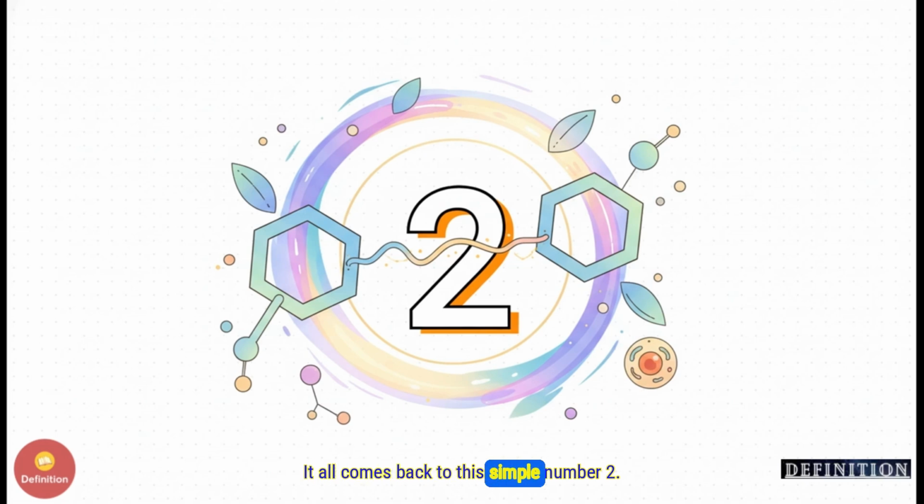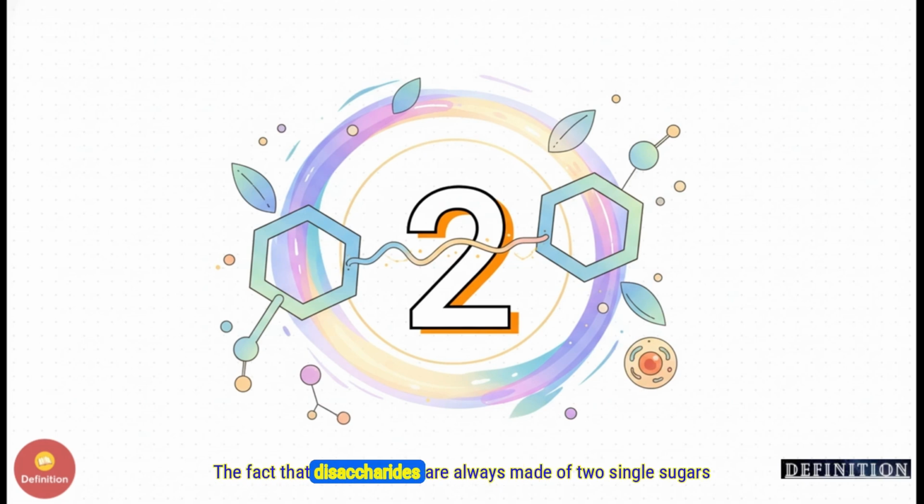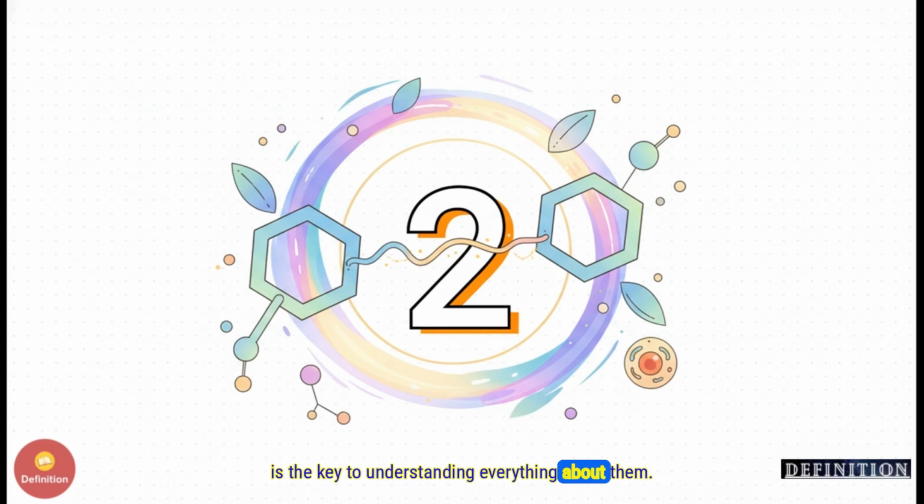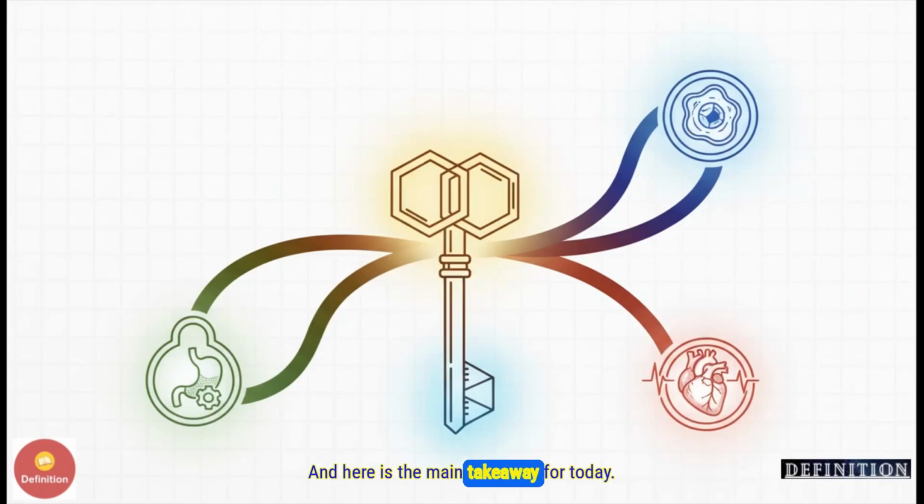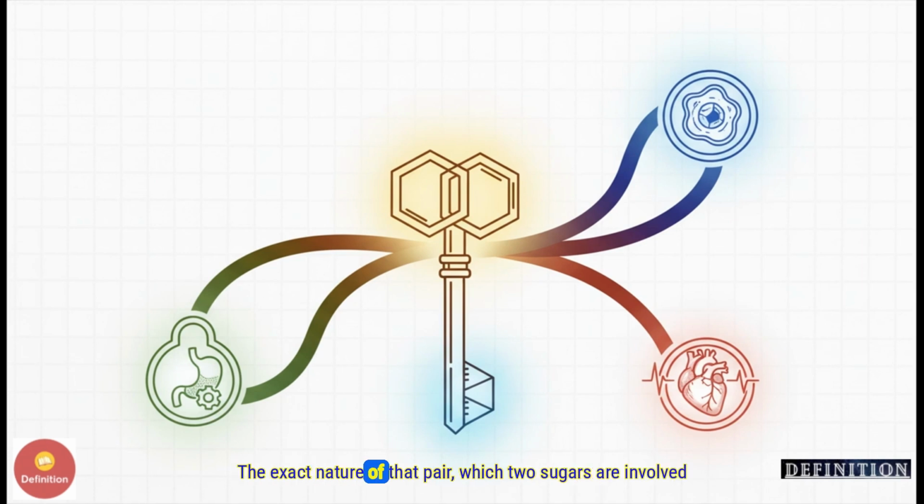So after all this chemistry and biology, what's the one core idea to hold on to? It all comes back to this simple number, 2. The fact that disaccharides are always made of 2 single sugars is the key to understanding everything about them. And here is the main takeaway for today. The exact nature of that pair, which 2 sugars are involved, and the precise type of bond holding them together, that's what determines everything. It dictates whether we can even digest it, how our body uses it for fuel, and the ultimate impact it has on our health. It's all in the details of the pair.